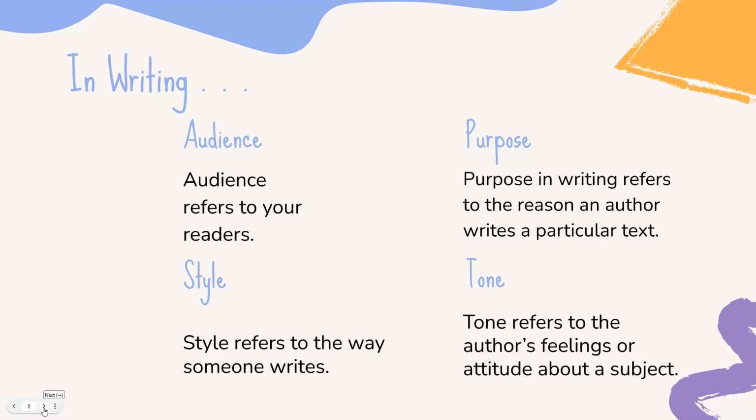When we talk about these terms in regards to writing, audience refers to your readers, purpose refers to the reason you're writing something, style refers to the way you write something, and then tone refers to your feelings or your attitudes or emotions regarding the topic that you're writing about.